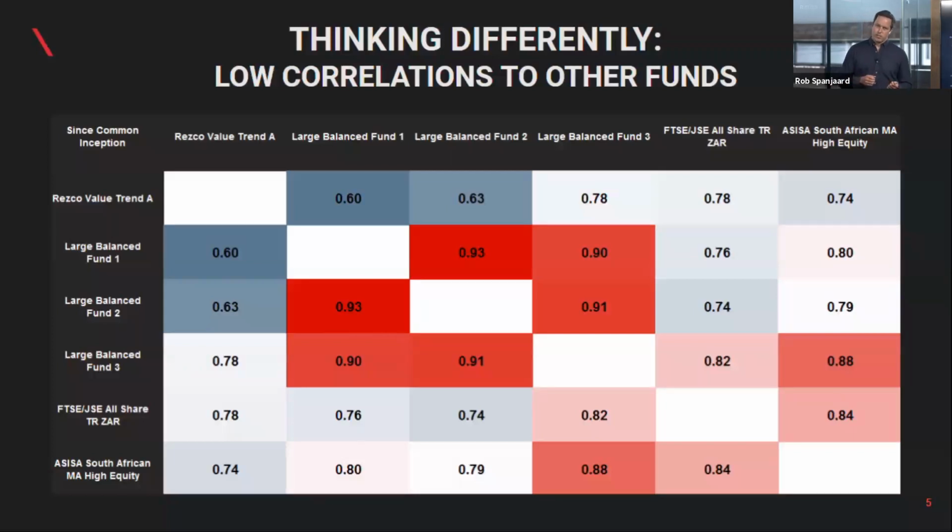On the other side of the equation, it's good to see that the Rezco Value Trend Fund has a very low correlation, not only to these three large balanced funds, but also to the All Share Index, which obviously makes it a good diversifier in your clients' portfolios.